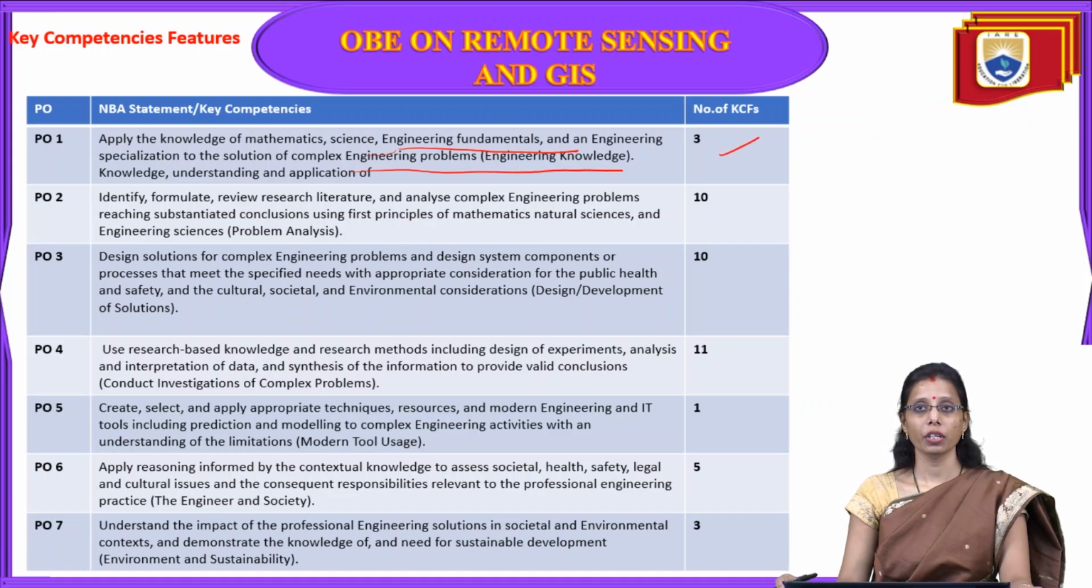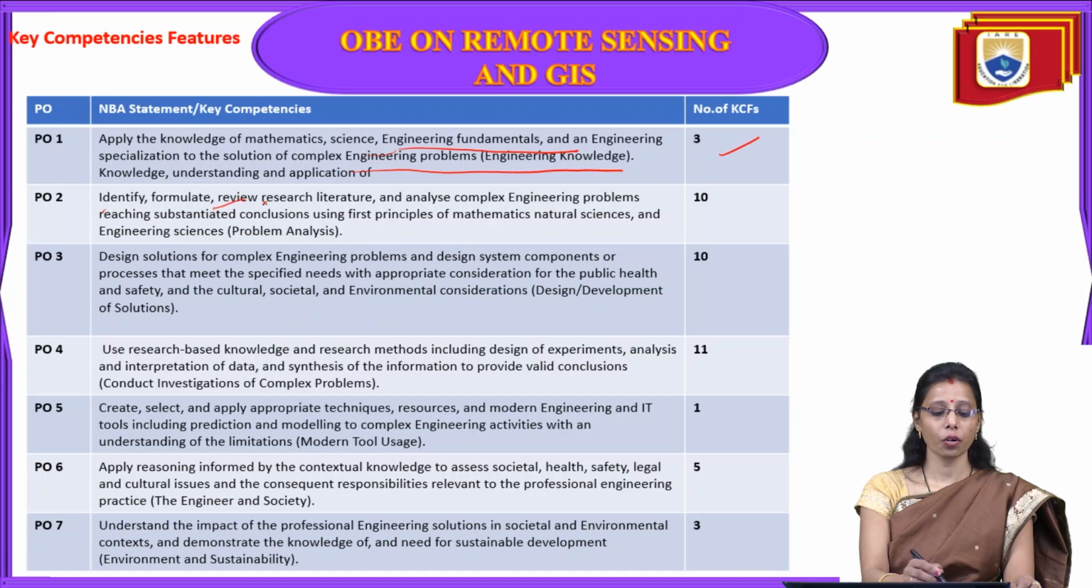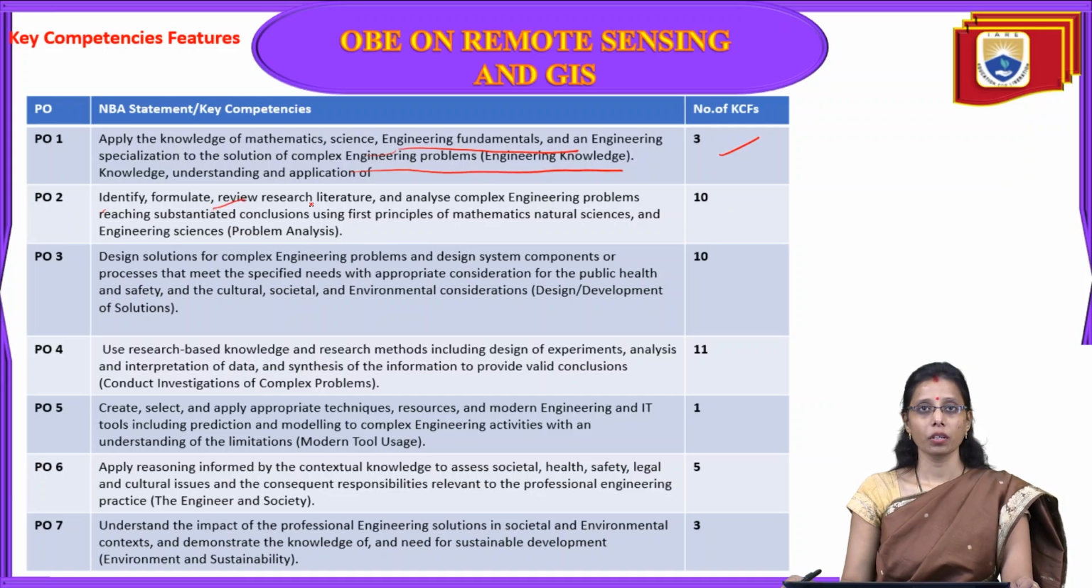So the number of key competencies here is 3. Next is PO2: identify, formulate, review research literature and analyze complex engineering problems, reaching sustained conclusions using the first principles of mathematics and natural sciences. So here you have the key competencies as 10. So PO2 is having 10, PO1 is having 3.